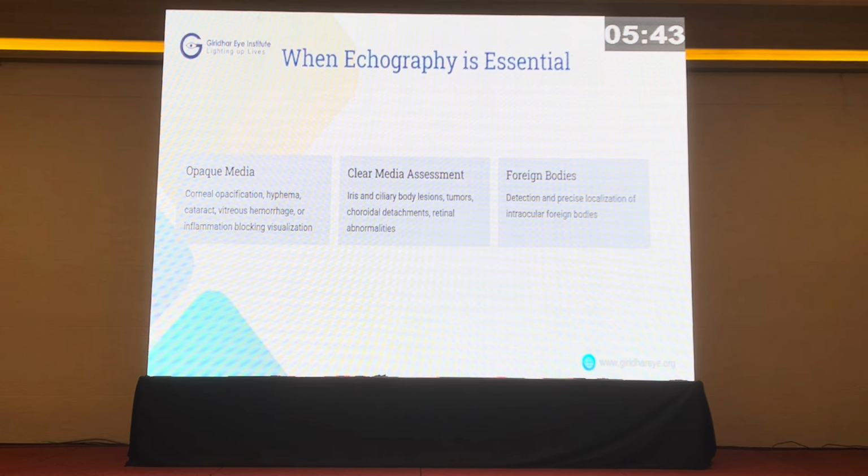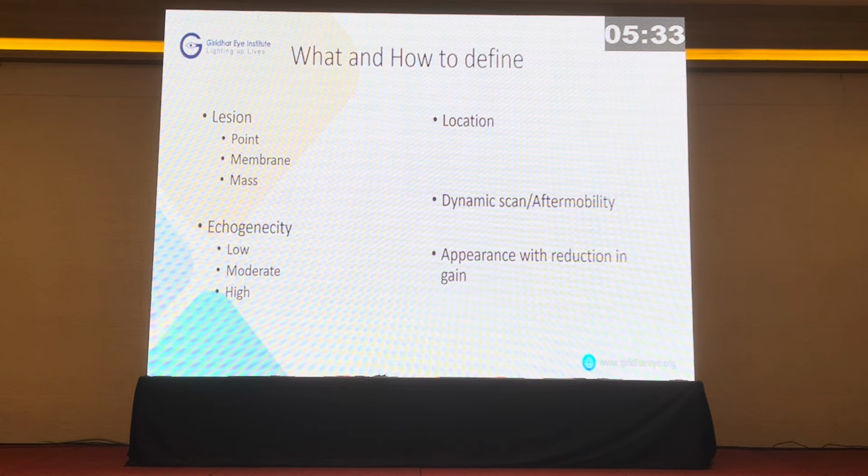It's opaque media. Even in clear media, in some cases like ciliary body lesions, tumors, choroidal detachments and retinal abnormalities and foreign bodies. What and how to define? First, we look at the lesion. Now, the lesion which has typically been defined can be either a point lesion, a membranous lesion, or a mass lesion.